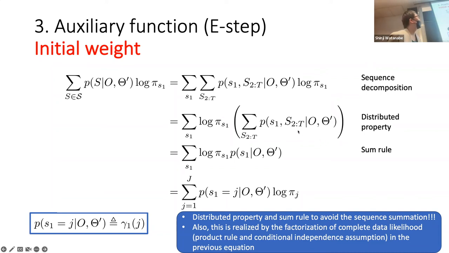Okay, and then please check this one. If we're using the sum rule, we actually cancel this part, right? And then we found that we can actually just use this equation. Now there is no sequence summation. So by using that, we can actually compute this value. This is the reason we use the auxiliary function.